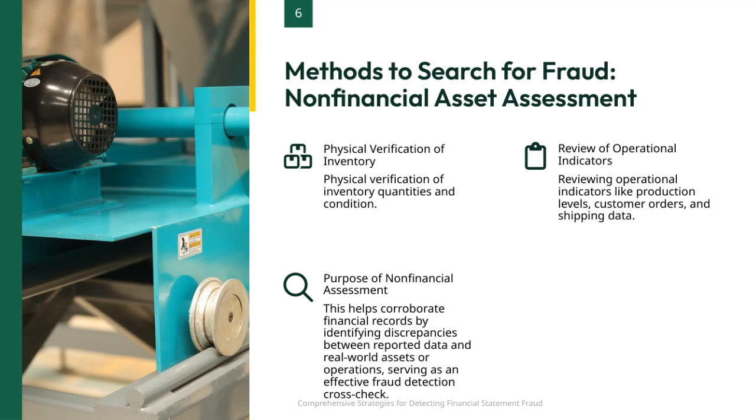When we talk about searching for fraud through non-financial asset assessment, one key method is the physical verification of inventory. This means actually checking the quantities and condition of the inventory on hand to ensure it matches what's reported in the financial records. Another important approach is reviewing operational indicators, such as production levels, customer orders, and shipping data. By analyzing these metrics, we can spot inconsistencies that might suggest something isn't quite right.